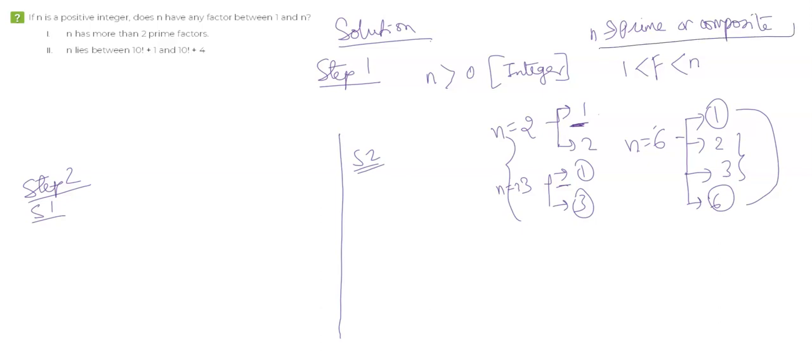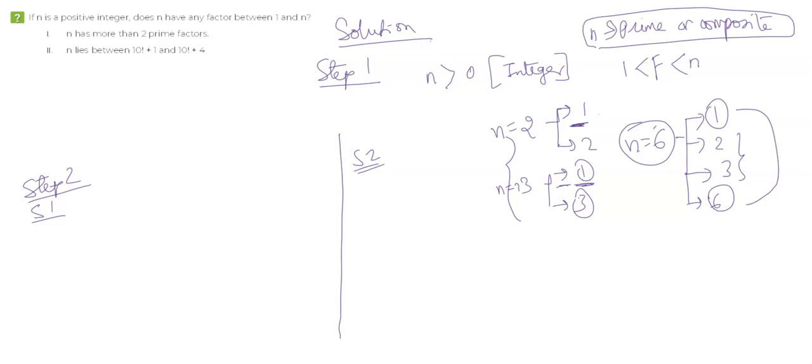Think about it. If n has some factor between 1 and n, then it will be a composite number. If n has no factor between 1 and n, then it will be a prime number. So if we can figure out whether it is prime or composite, we will be able to answer the question whether n has any factor between 1 and n or not.